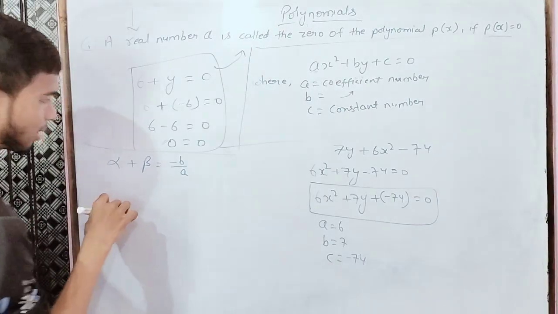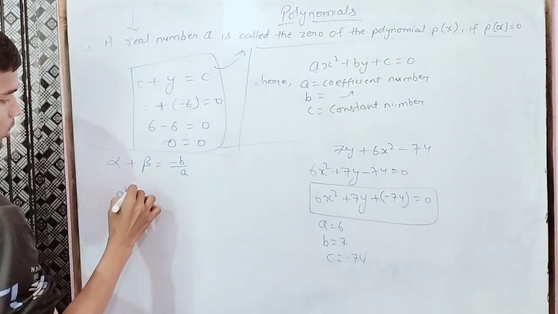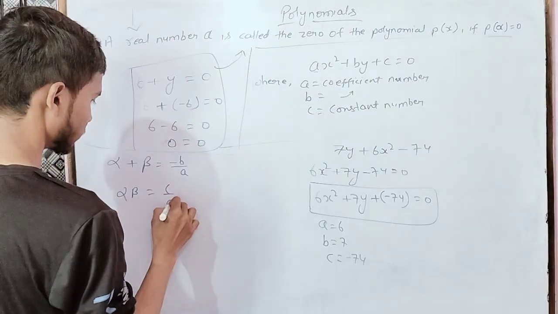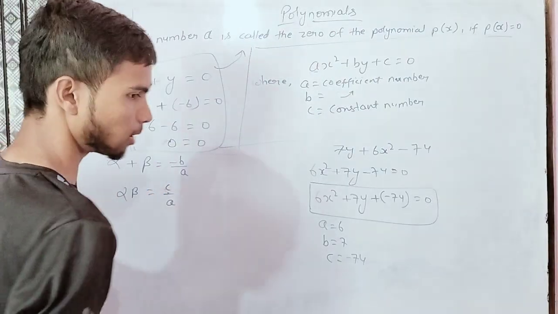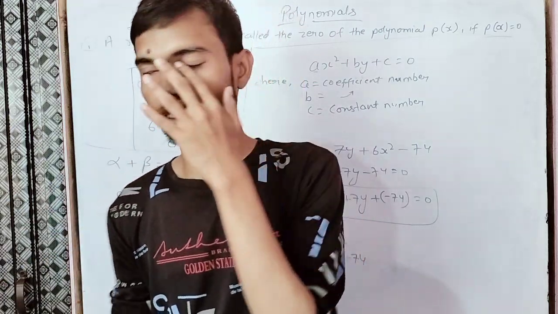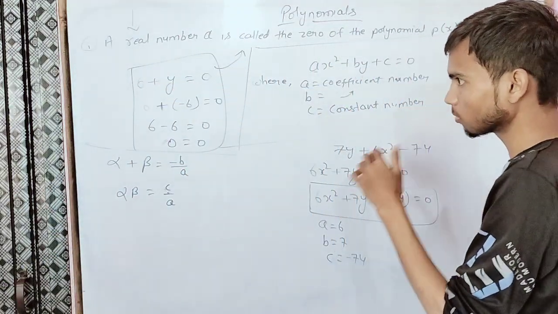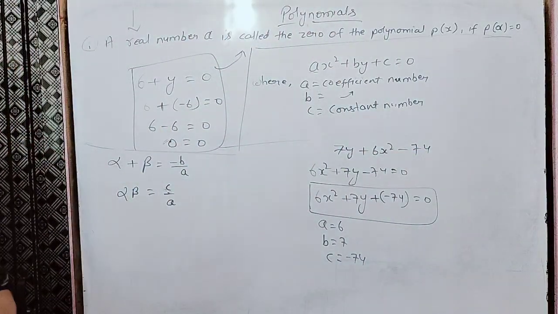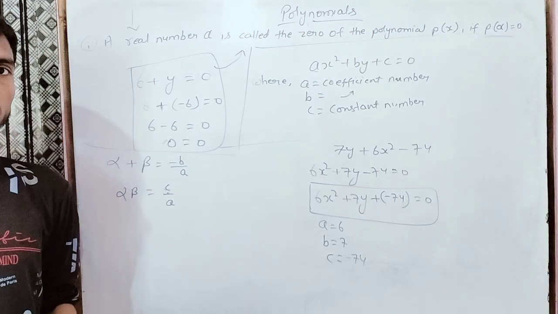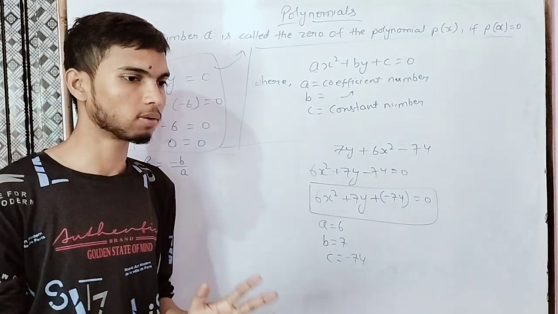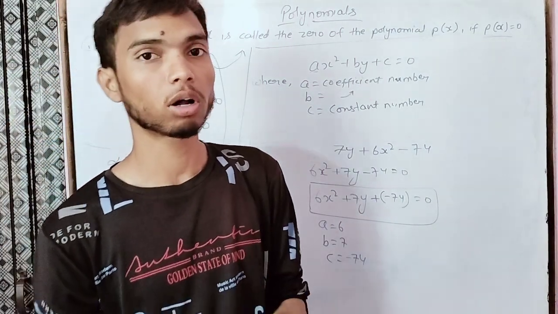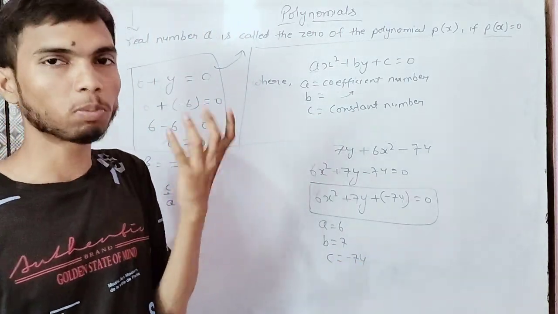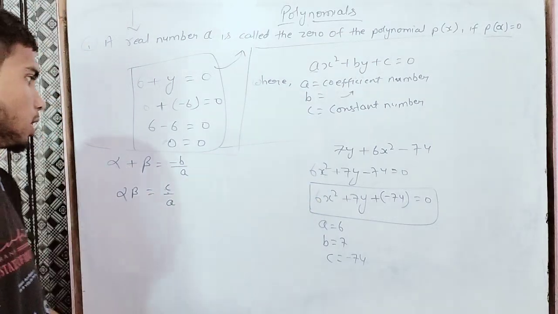If it comes to multiplication, so alpha into beta will give what? C upon a. So the denominator will be the same, a, okay, but the numerator will be changed. So the sum of alpha and beta would provide minus b upon a. The product of alpha and beta would provide c upon a.